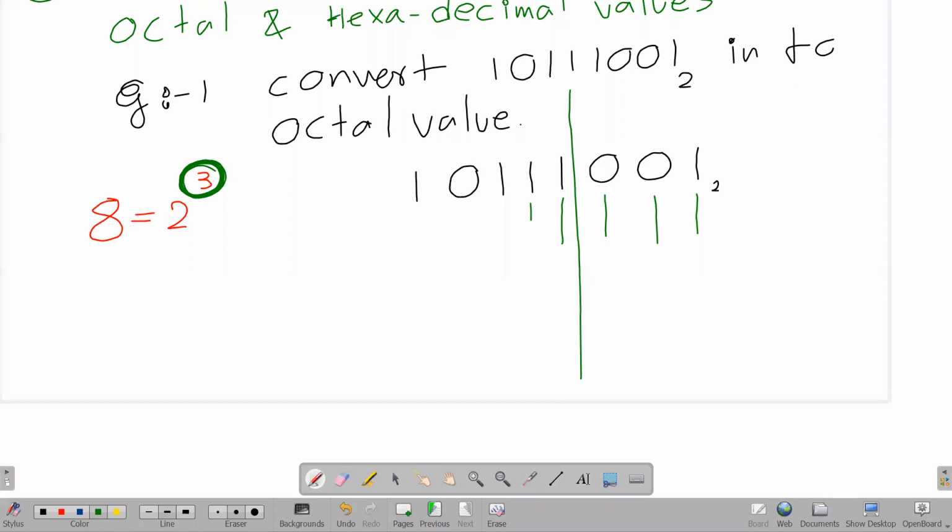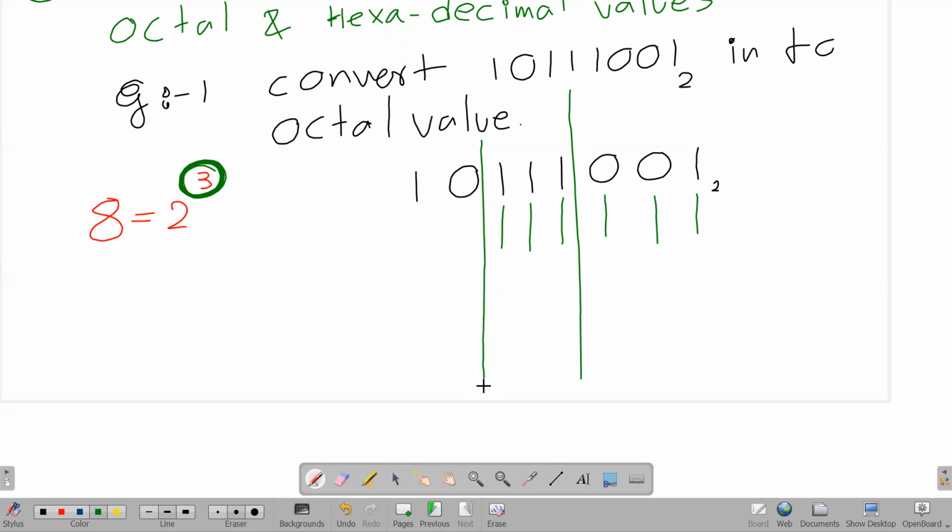Again, another 1, 2, 3 symbols, grouping it. For the leftmost group, there can be just one symbol, or maybe 2, or maybe 3, right? So that's the first task: grouping the bits of the binary value so that each group contains 3 symbols.